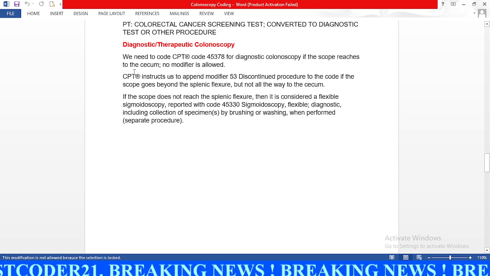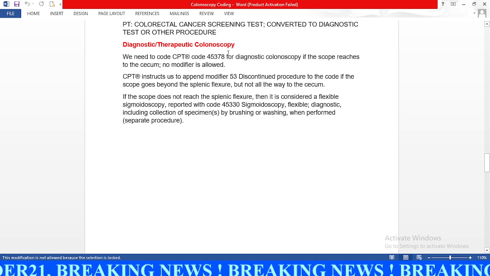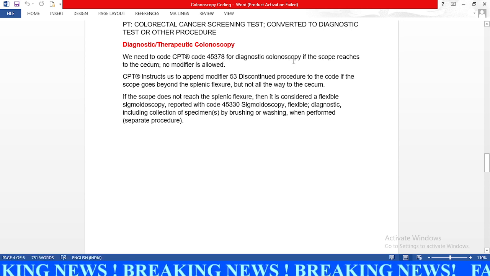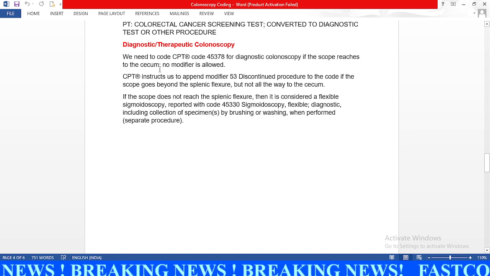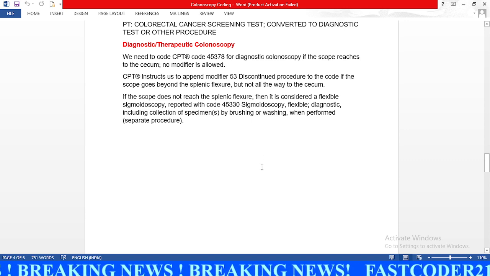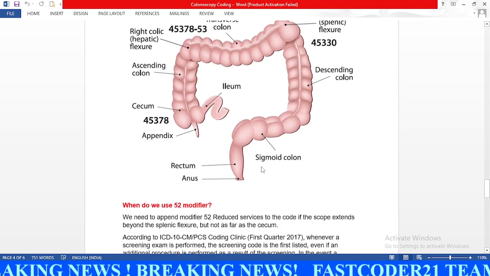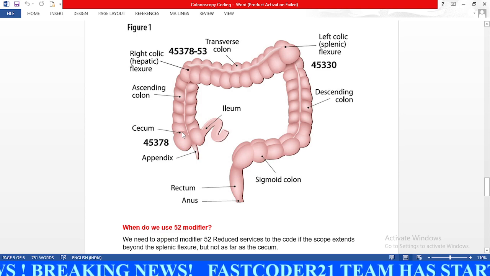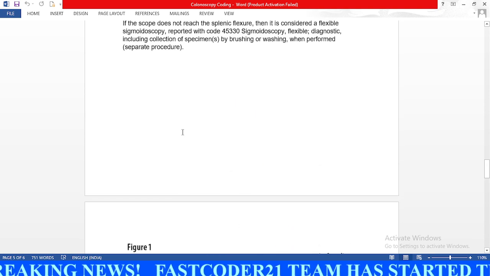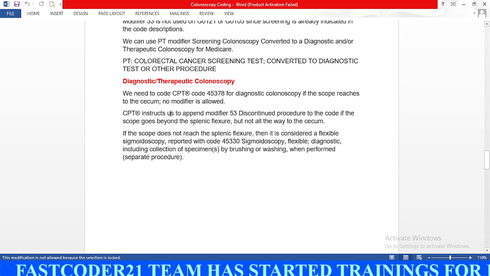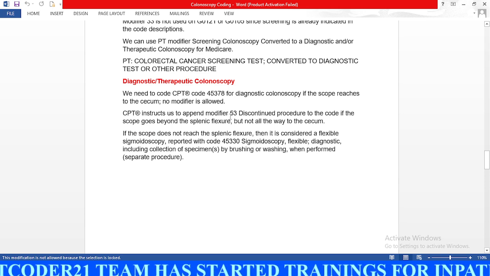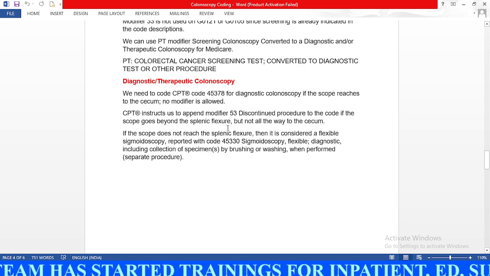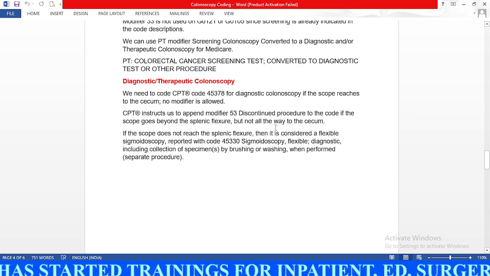Next, we need to learn diagnostic or therapeutic colonoscopy. We need to code CPT code 45378 for diagnostic colonoscopy when the scope reaches the cecum. No modifier is allowed. For example, if the colonoscope reaches from the anus to the cecum, we need to code 45378. CPT instructs us to append modifier 53, discontinued procedure, to the code if the scope goes beyond the splenic flexure but not all the way to the cecum.